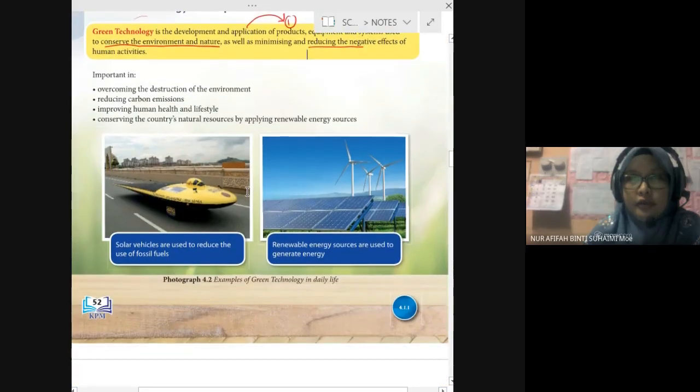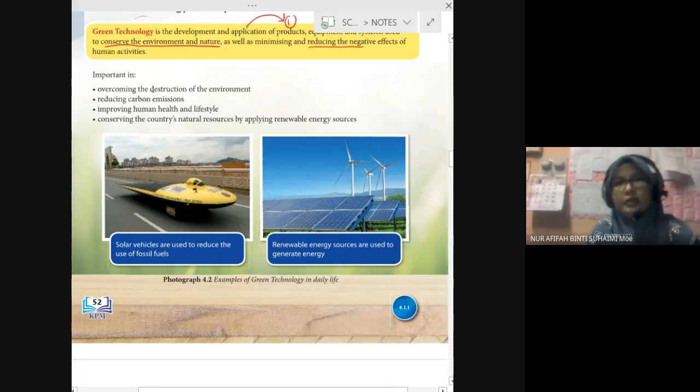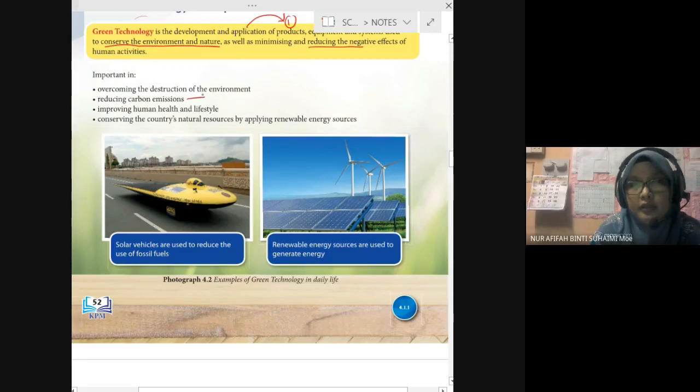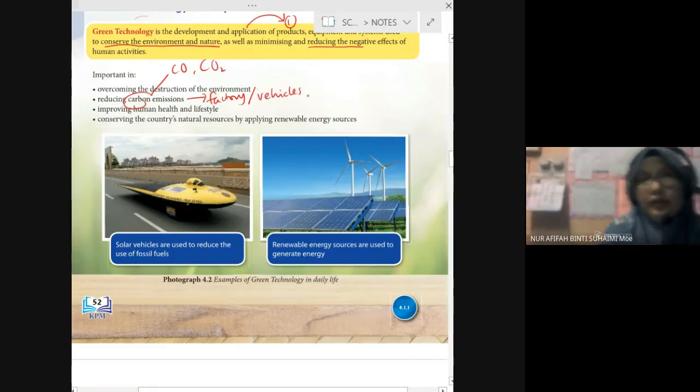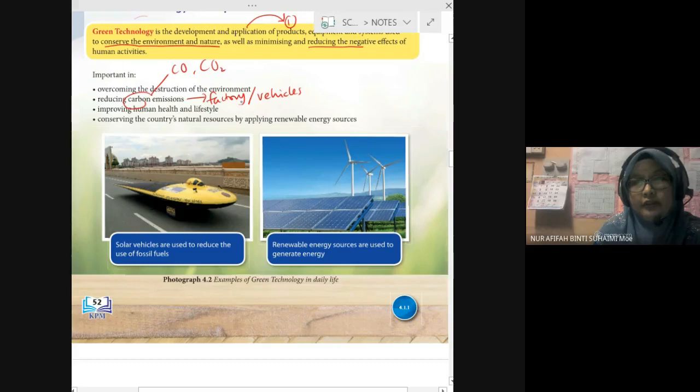Okay, green technology is very important to overcome the destruction of the environment, nak halang pemusnahan persekitaran, and also to reduce carbon emission. Reduce carbon emission by what? By the factory. Carbon emission, carbon monoxide, carbon dioxide, carbon emission that is produced by factories, by vehicles, pengangkutan, transportation, vehicles, bus, car, motorcycle, and also factory, the smoke of the factory.